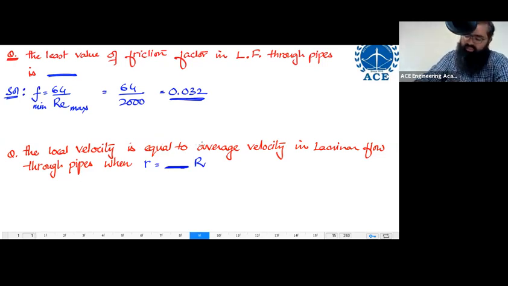The local velocity is equal to average velocity in laminar flow through pipes when small r is equal to how many times capital R, he's asking. Yes, Roshan, Shibin Shahid, correct answer.